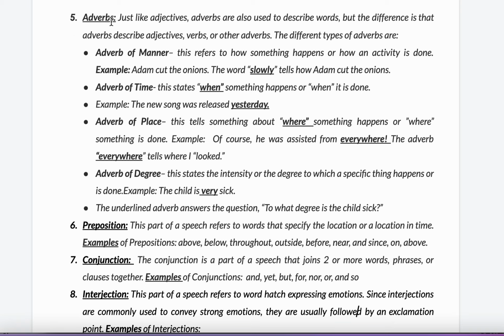So the definition says that just like adjectives, adverbs are also used to describe words. What does describe words mean? It means it talks about other verbs. It helps other words and how they function, and it adds meaning to them. It complements them. So that's what it describes. But if you go and find the meaning of describe, it means to point out, to illustrate something, to show something, to showcase something.